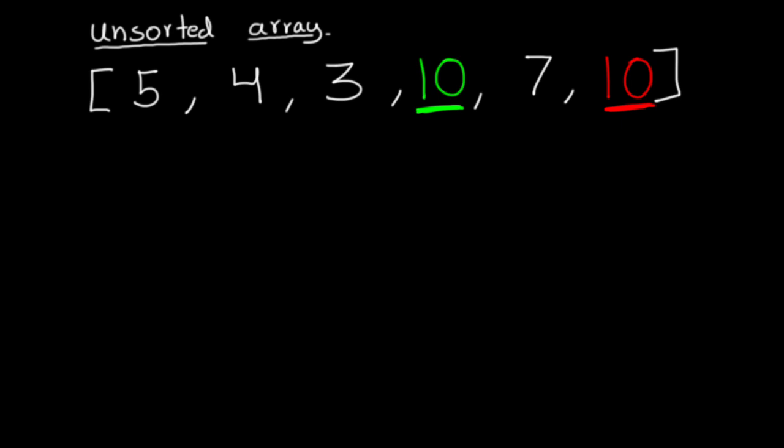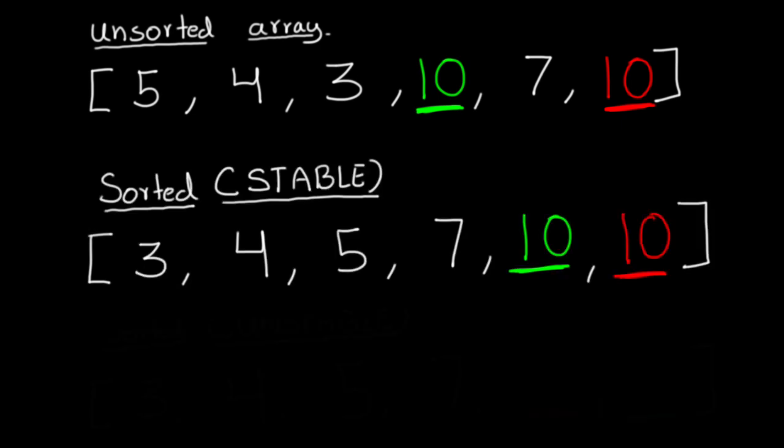Now we're going to sort our array in ascending order. So we're going to get 3, 4, 5, 7, 10, and 10 again. Let's take a look at our first stable sorted array. We first have the 10 in green, and then we have the 10 in red. So green 10 comes first, and then the red 10. This follows the same order as our parent array.